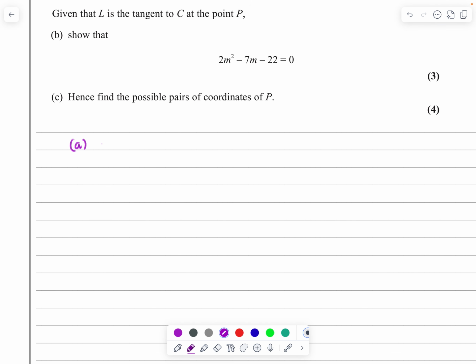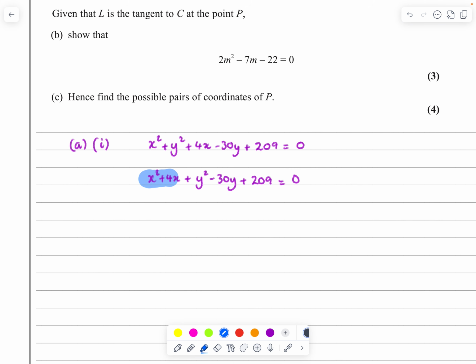So A was part 1 and 2 together, I guess, but we've got x squared plus y squared plus 4x minus 30y plus 209 equals 0. So it's the equation of the circle, but what I want to do is make it x minus a all squared plus y minus b all squared. So how do I do that? Well, I can call this x squared plus 4x plus y squared minus 30y plus 209 equals 0. And then what I'm going to do is complete the square on that part, complete the square on that part, and then see what we end up with.